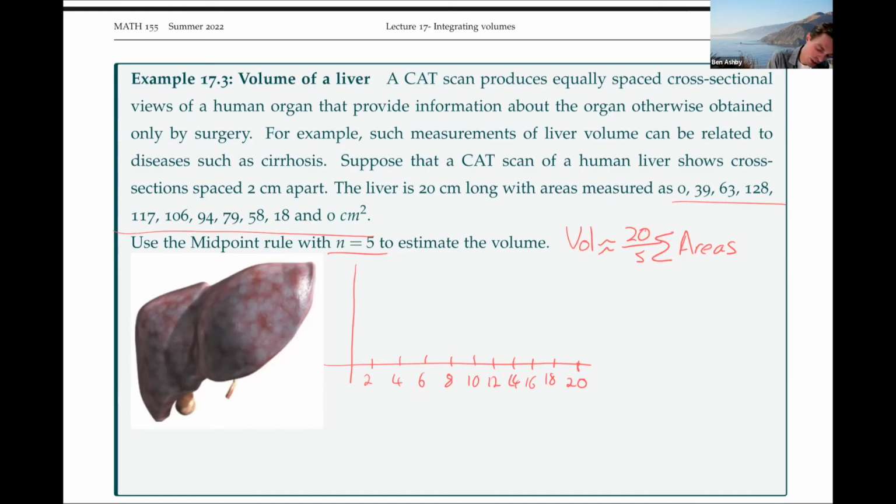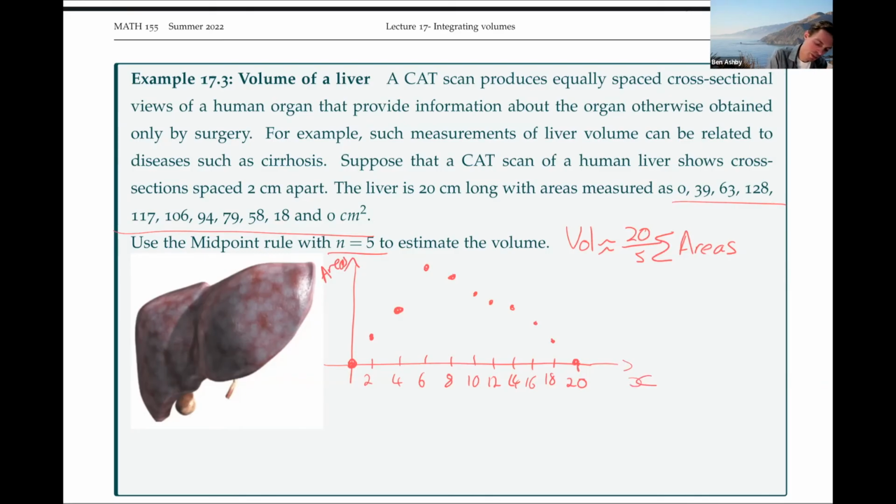So our first area is 0. The second one is 39. So it's going to look something like that maybe. Then 63, 128, 117, 106, 94. This isn't going to be particularly accurate, but we just want to get an idea of roughly what this looks like. 18 and 0. Okay, so that's probably quite inaccurate, but that's roughly what the areas look like. So these are our areas. Call this our x, our length.